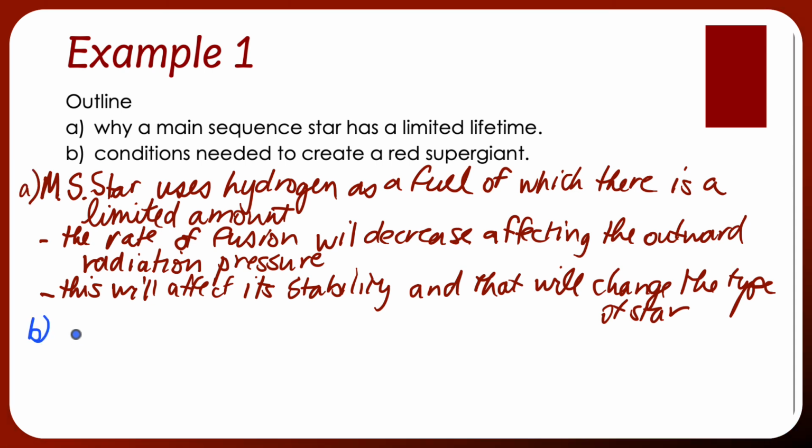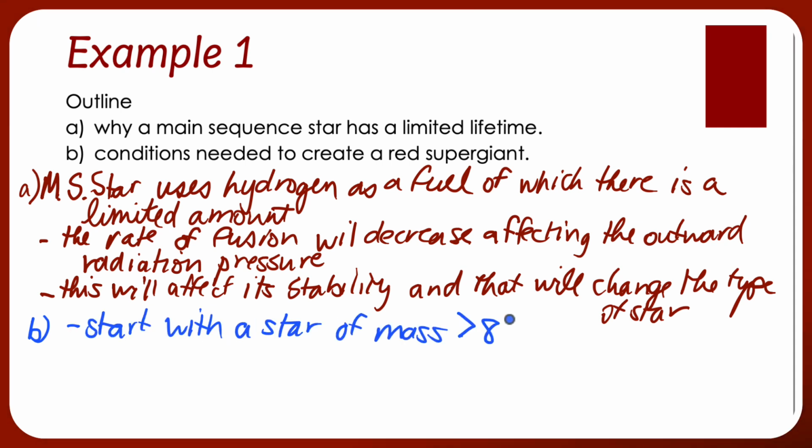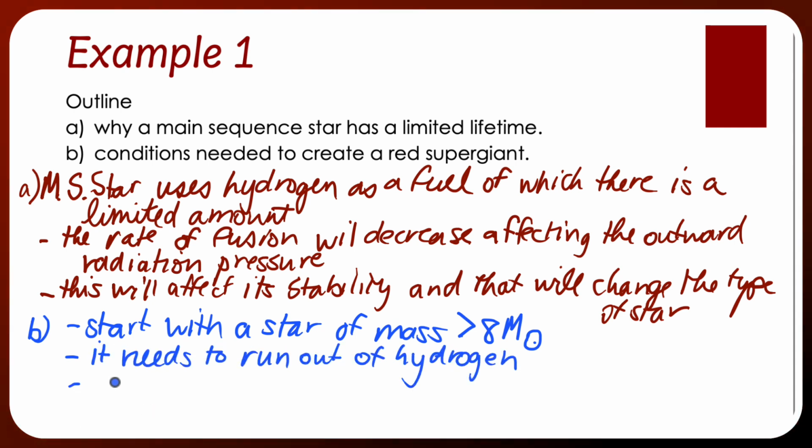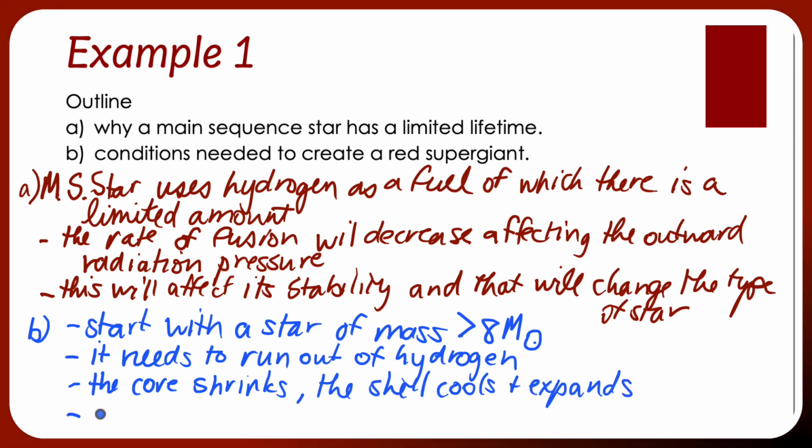In part B, outline the conditions needed to create a red supergiant. So first we're going to have a main sequence star with a mass greater than 8 solar masses. It's going to need to run out of hydrogen. At this point, the core will be able to fuse up to iron, and we will consider this a red supergiant.